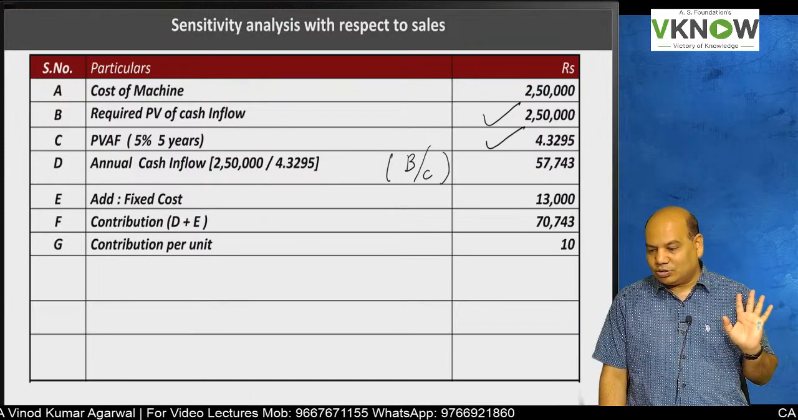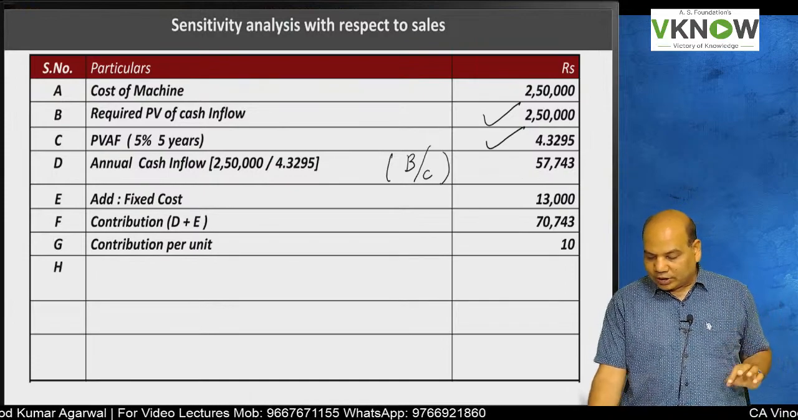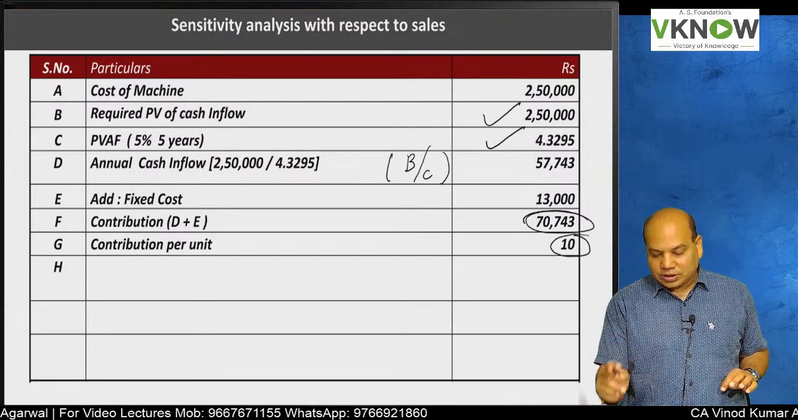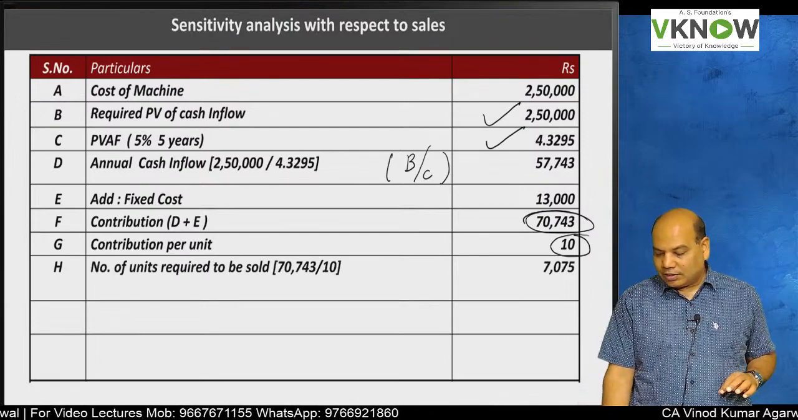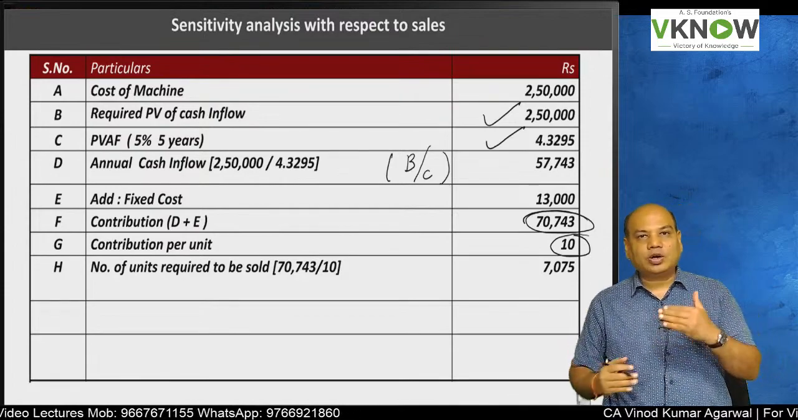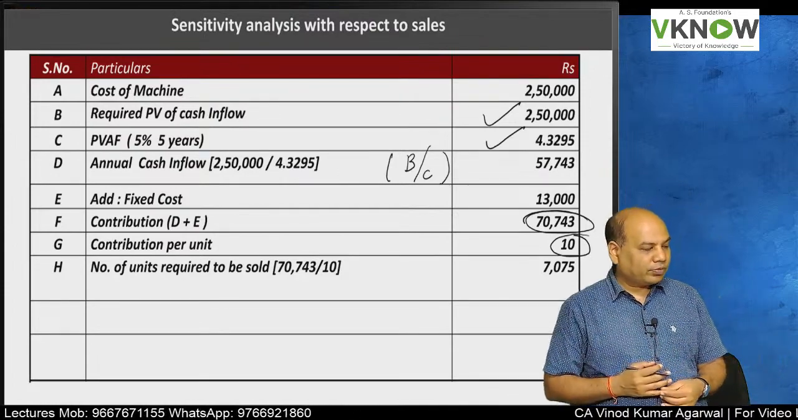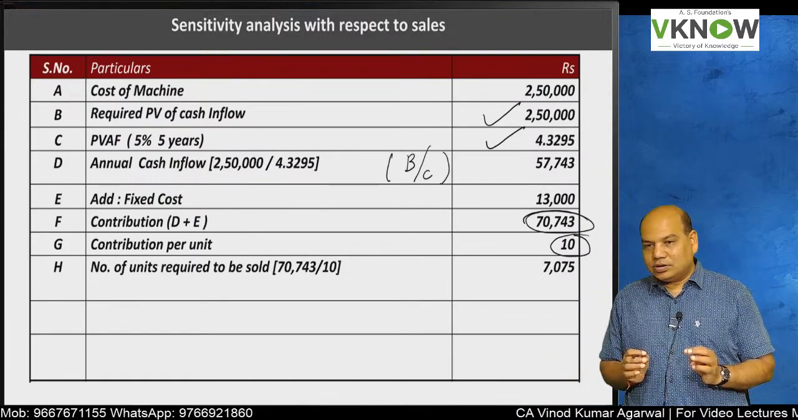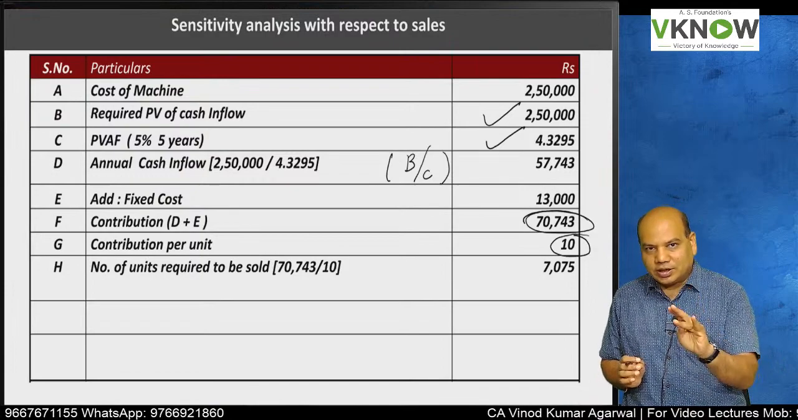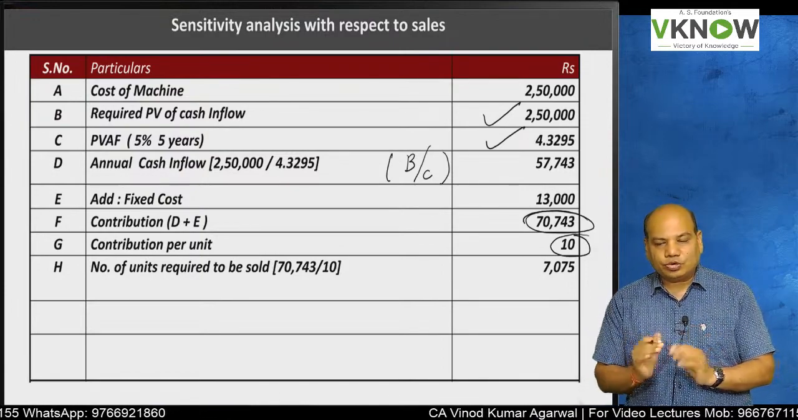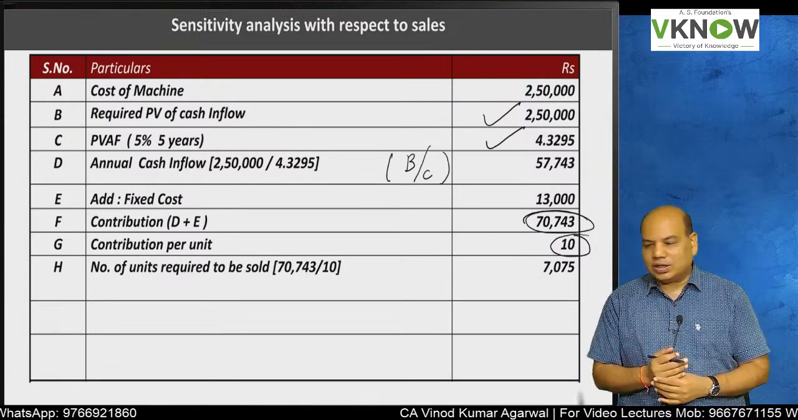Contribution per unit was 10 rupees, calculated originally. You can see, to get a contribution of this amount, per unit contribution is 10, you need to sell 7,074.3, but we'll round it off on the higher side. Why we will round off on the higher side? Anything less than 7074.3 will result into negative NPV. So always the rounding off will be on a higher side.